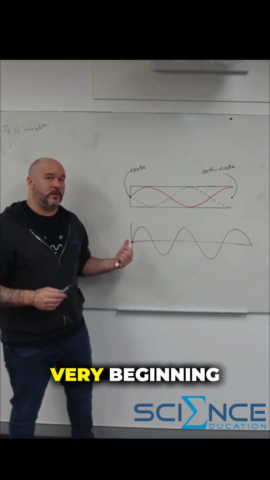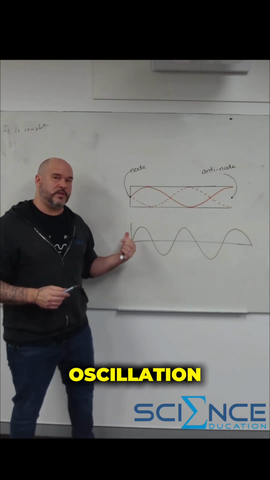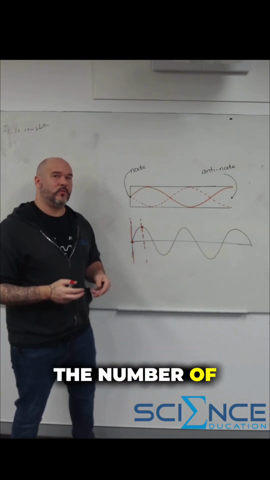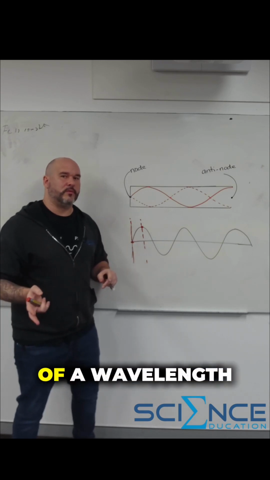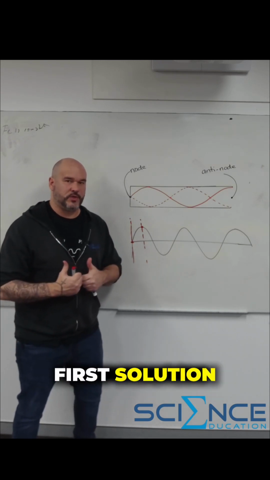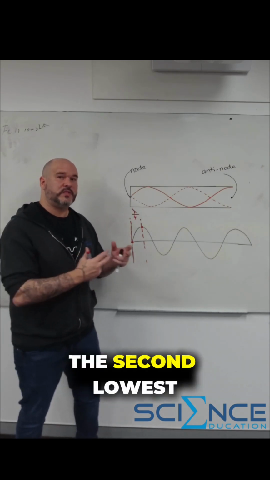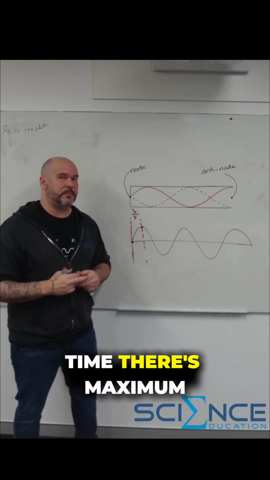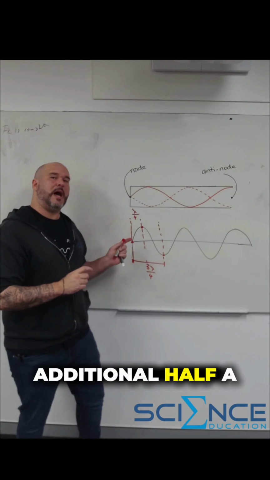So we start right at the very beginning, that's our first region of no oscillation, and then we go to our first region of maximum oscillation. When you have a look at the number of wavelengths between it, there's only 1/4 of a wavelength. That is our first solution. If we then wanted to figure out what is the second lowest frequency set up in our little test tube, we would go to the next time there's maximum oscillation, which is an additional half a wavelength.